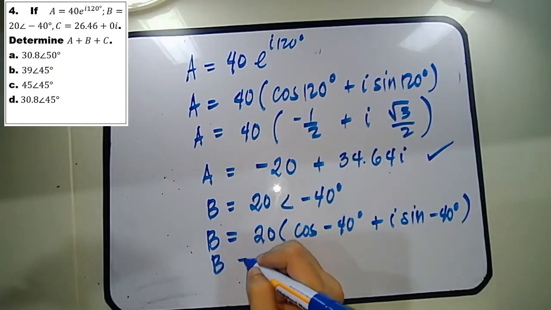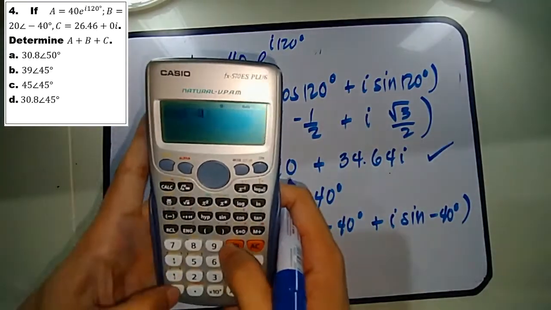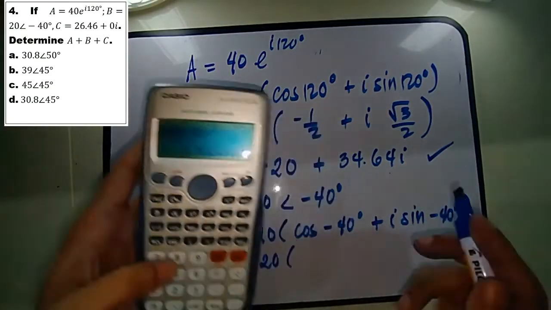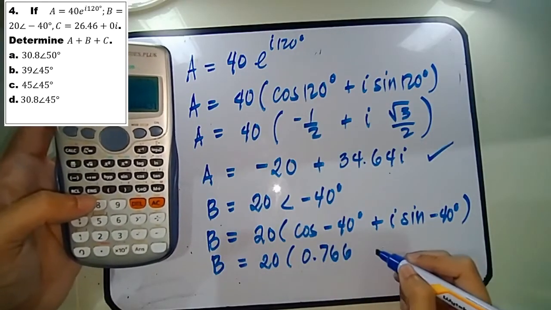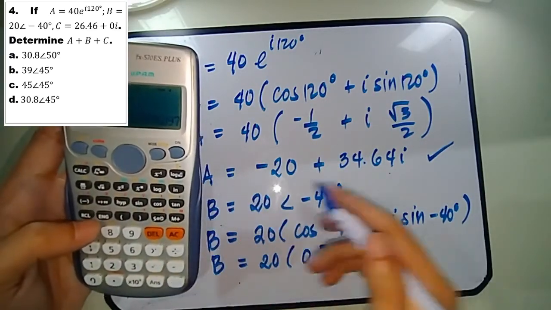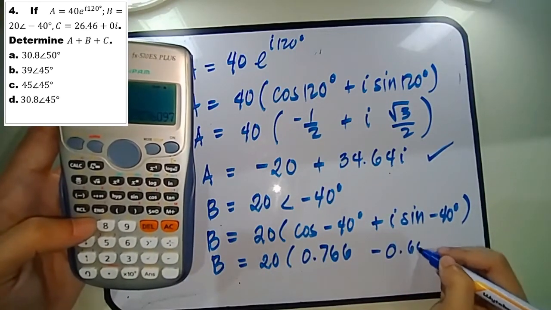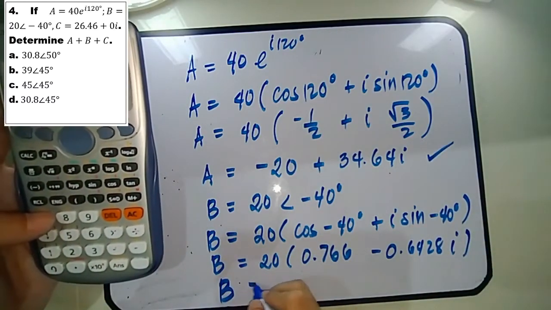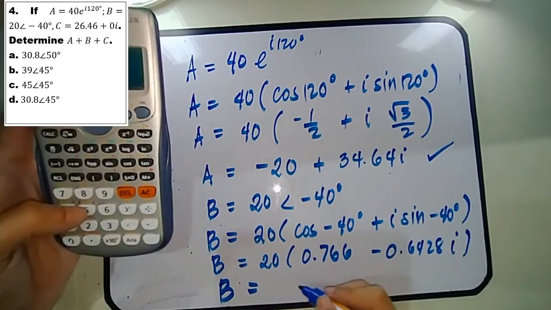So calculator lang, guys. So B equals 20 times cosine negative 40. Make sure na ang calculator, guys, is naka-degree. Cosine negative 40 is 0.766 plus here sine negative 40, so this is negative na, guys, negative 0.6428, this is i. Then simplify natin. So B equals 20 times 0.766, this is 15.32.